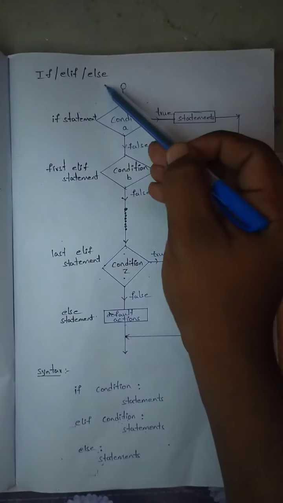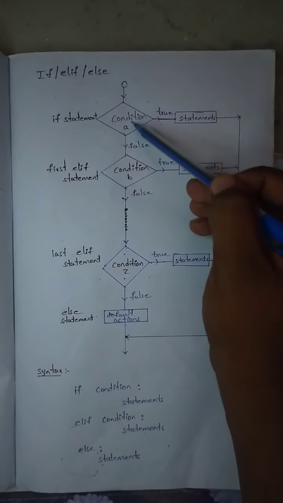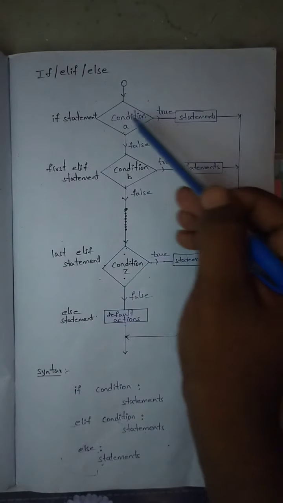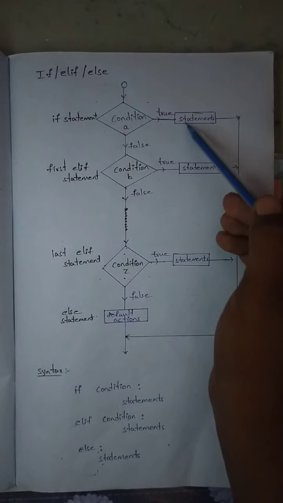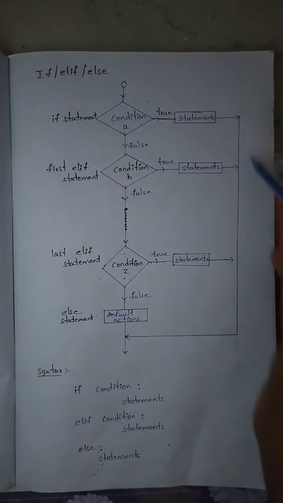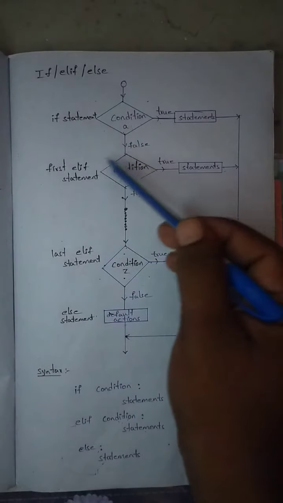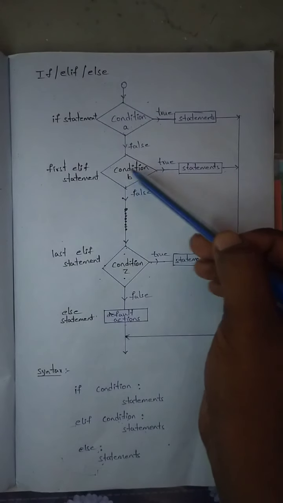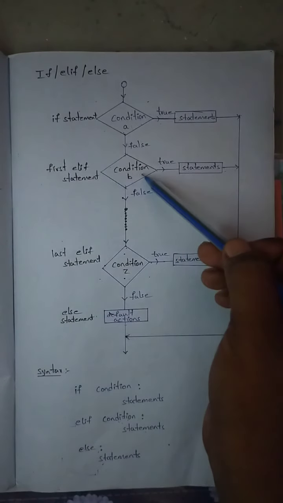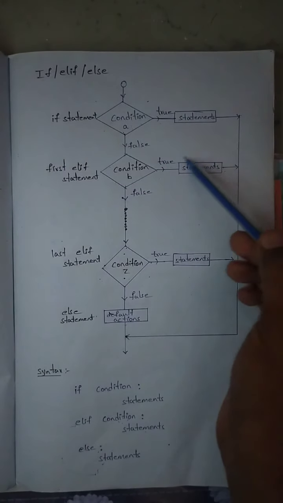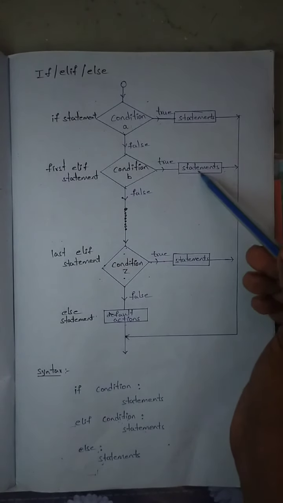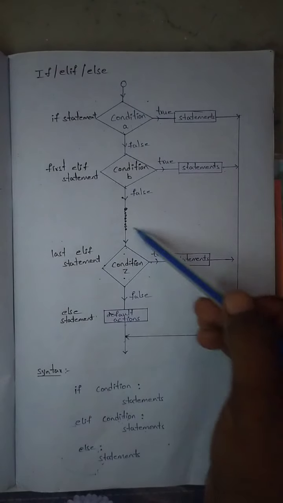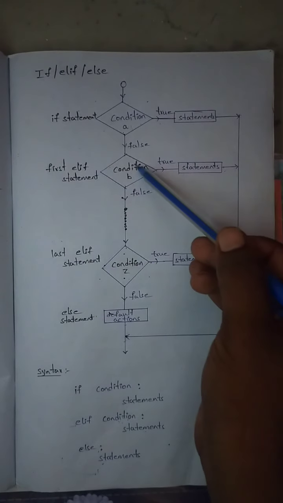Next one, if elif else. First the cursor comes to condition A. This is the if statement, and if condition A is true, then execute the condition A statements and go to the final, and these other conditions are not executed. If the condition is false, then the cursor comes to condition B, the elif statement. If this elif condition B is true, then execute the condition B statements. If the condition B statements are executed, then the cursor goes to the final, and these statements are not executed. This condition is also false.